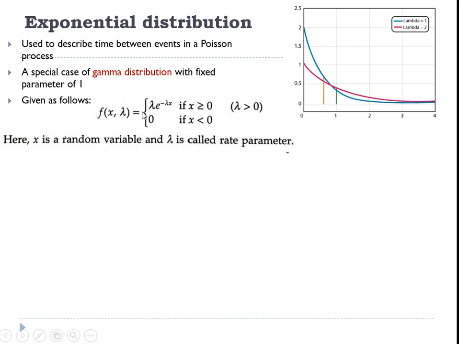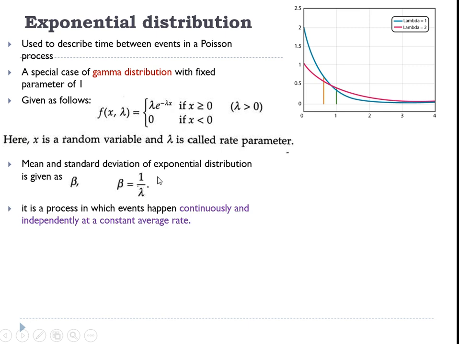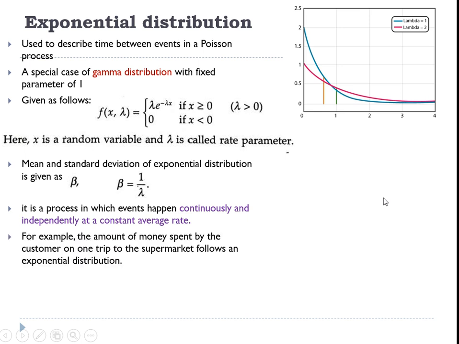The value is lambda e power of minus lambda x. That's why you can see that the curve is falling like this. What you can observe here is that this is for lambda value 1 and this is for lambda value 2. You can see this is how the curve changes. If you want to calculate the mean and standard deviation for the exponential distribution, then beta is equal to 1 by lambda. So 1 by lambda is the parameter we can use for calculating the mean and standard deviation.